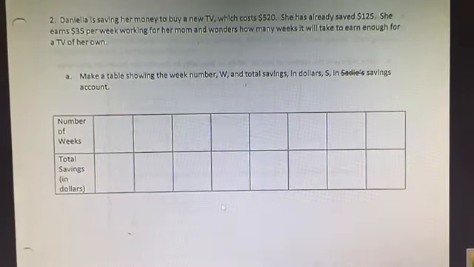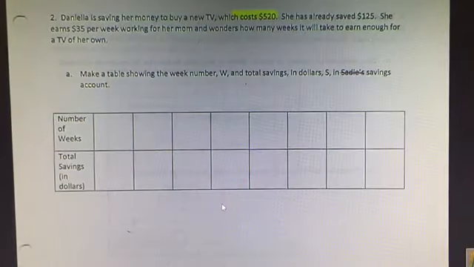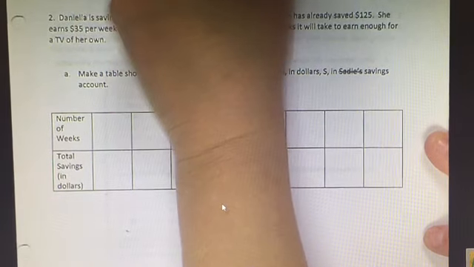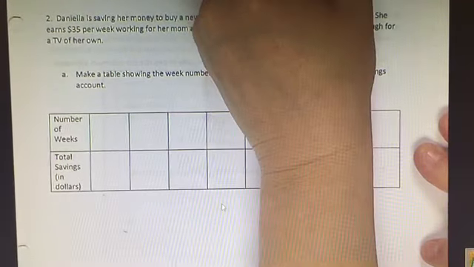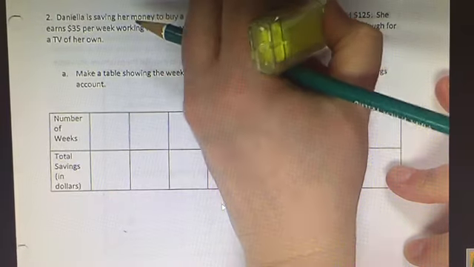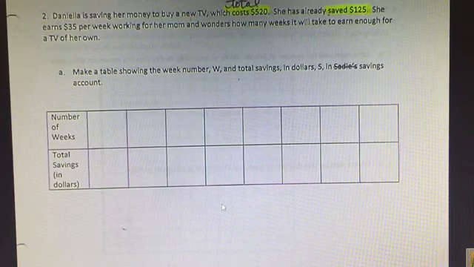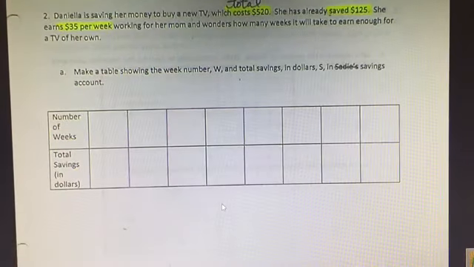So, a couple things that we want to make sure of. She wants to buy a TV, and it's going to cost her $520. So we need to make sure we know, hey, this is our total cost. This is what we want to get to by the end of our graph to give us an answer. She has already saved $125. Okay, so she already has that in her account. And then she earns $35 per week after that.